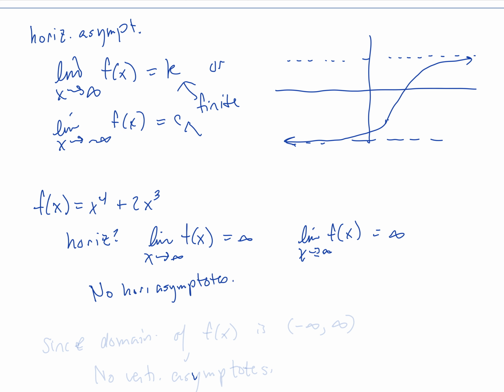What about, could there be any vertical asymptotes? Well, vertical asymptotes are going to occur if there's some point not in the domain. And since the domain of f of x is all real numbers, negative infinity to infinity, there's no vertical asymptotes either. So anytime we have a polynomial, there aren't going to be any vertical or horizontal asymptotes in those cases.